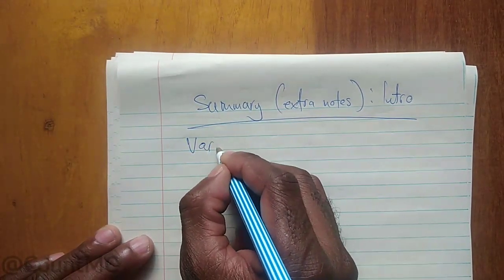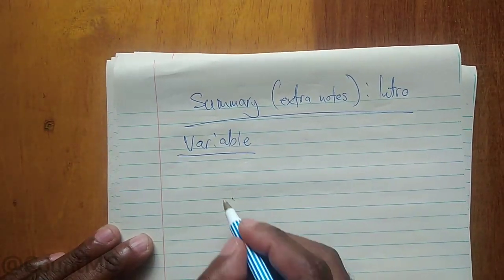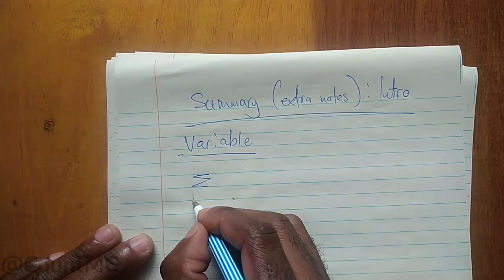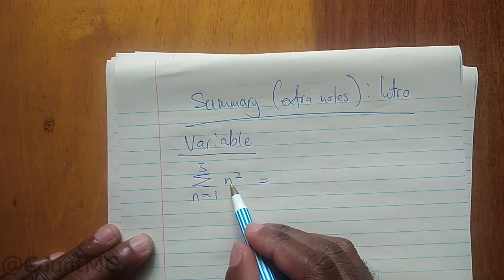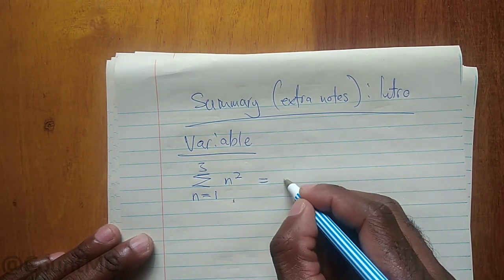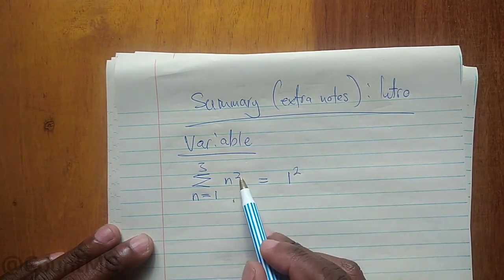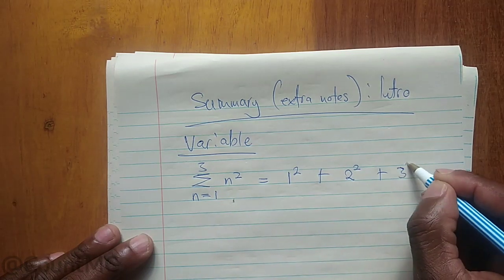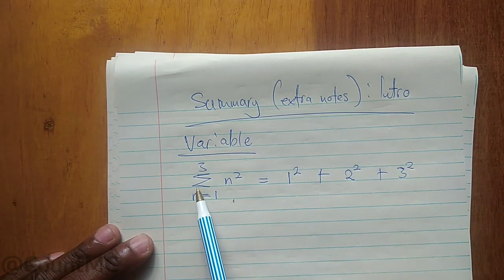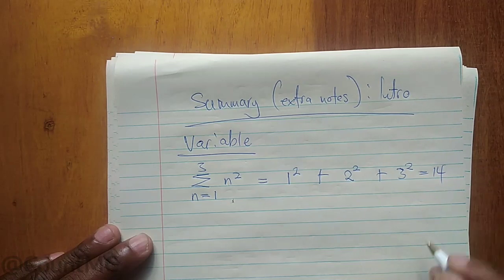When you are given a variable in sigma notation, for example, the sum of n equals 1 up to 3 of n squared, you're going to substitute in n. First, when n equals 1, this will be 1 squared, plus when n equals 2, 2 squared, plus when n equals 3, 3 squared. This is the first and this is the last. And this will simplify to 14.